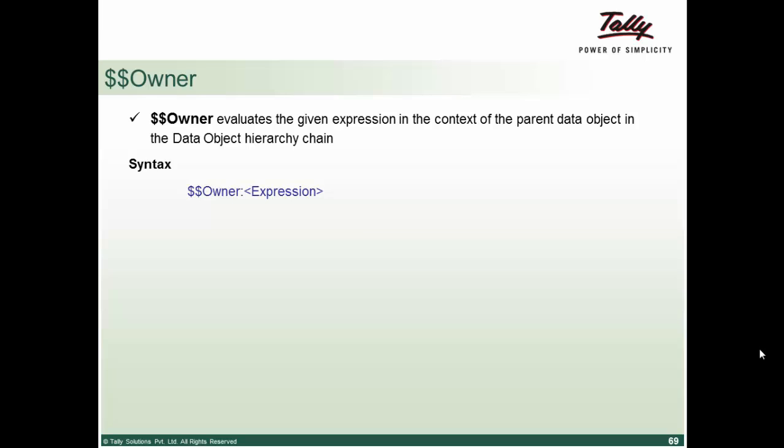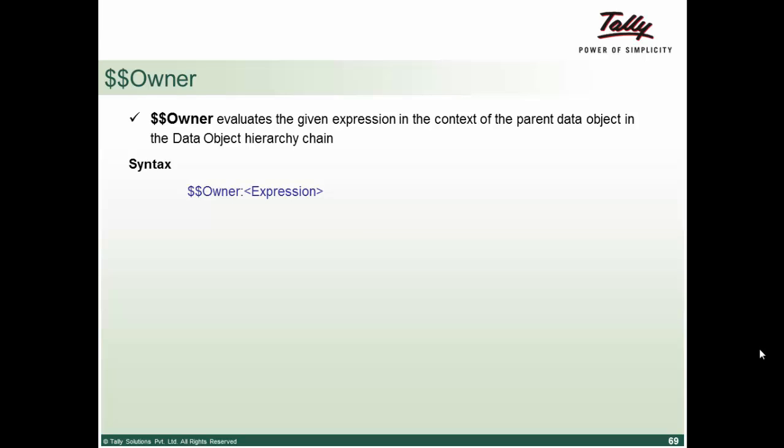Now if I say $owner, $owner, $amount, the amount will be fetched from the voucher object, because from the batch allocations, $owner is the inventory entries, and from inventory entries, $owner is the voucher object.